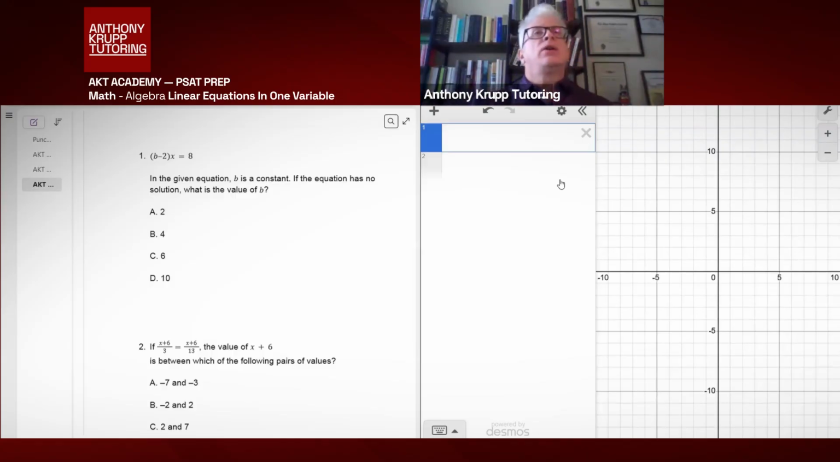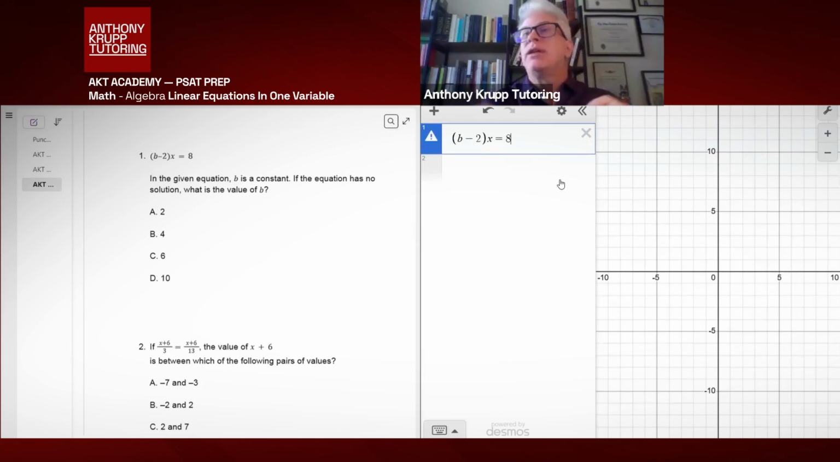Let's say that you're looking at question 1: b minus 2 times x equals 8. And it says that b is a constant, and you're like, what is a constant? If the equation has no solution and you don't remember what that means, what is the value of b? Here's what you can do. Go directly to Desmos and type in exactly what it says, b minus 2, x equals 8.